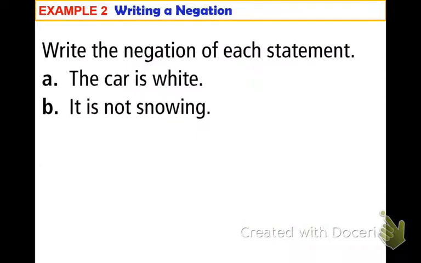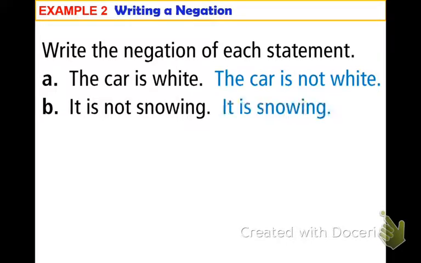Okay? So, write the negation of each statement. The car is white. What do we think the negation is? The car is not white. And then it is not snowing. It is snowing. So we added not, took away not. If you see a ton of these on your test, you won't see a ton. But if you see more than one, that's like me lobbing up a ball so you can home run. Meaning I'm just giving you something.